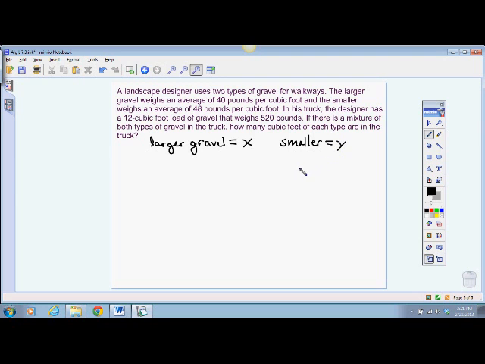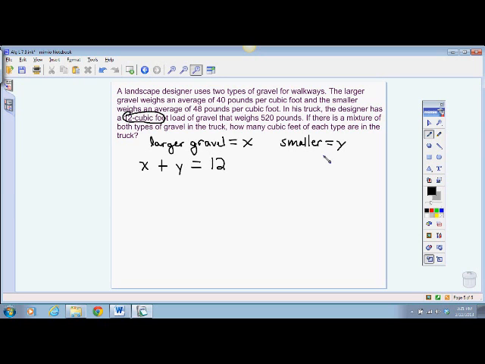We could use different variables, but we're used to dealing with X's and Y's, so that's easier. I know that the truck holds 12 cubic feet, so the amount of larger gravel plus the amount of smaller gravel is going to equal 12 cubic feet, because X represents the larger gravel and Y the smaller gravel.